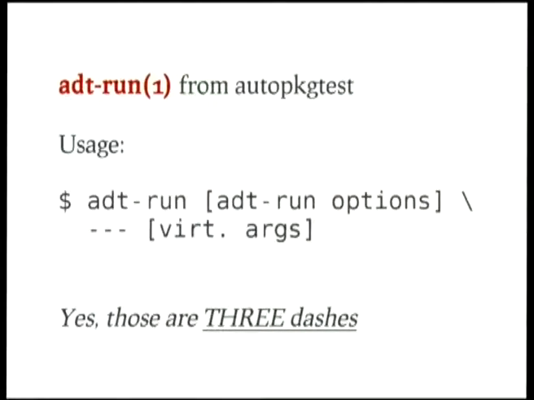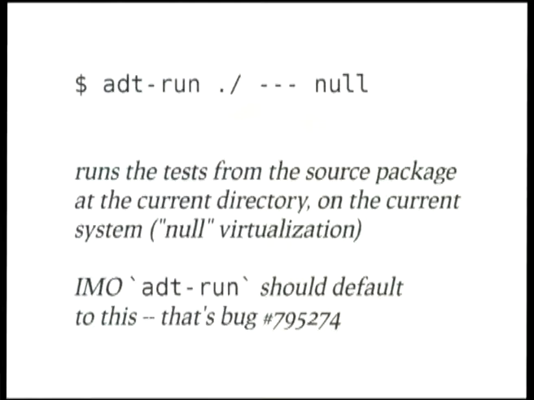And then you use three dashes, and then the virtualization arguments, which say which kind of virtual environment you are going to use to run those tests. The most common case, which is equivalent to what sadt does, is ./ with the null virtualization driver, and so run the test from the current source package. That's going to run on your real machine. It's not going to run as root, but it will run on your real system. In my opinion, this should be the default, so if you just say adt-run, it should just do that. I reported a bug briefly before flying here, and I hope we are going to sort that out.